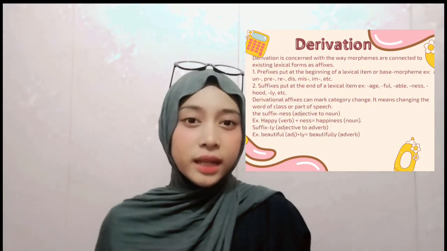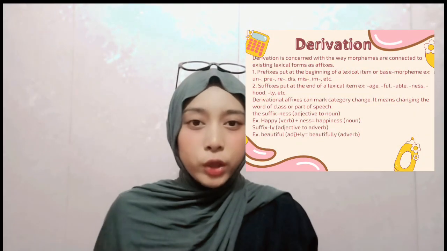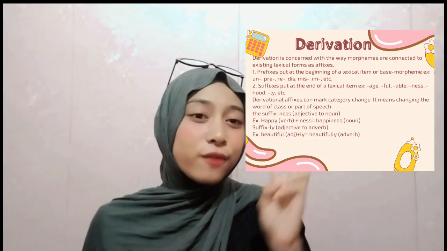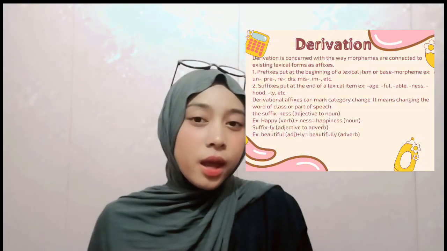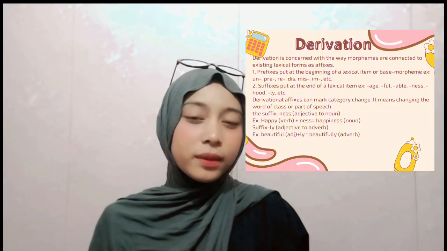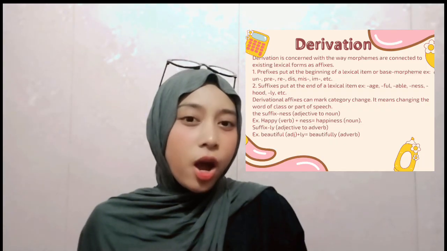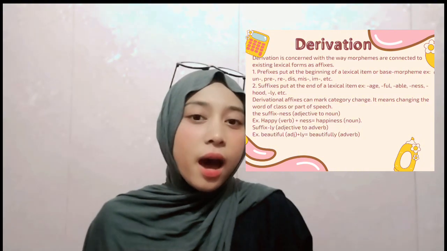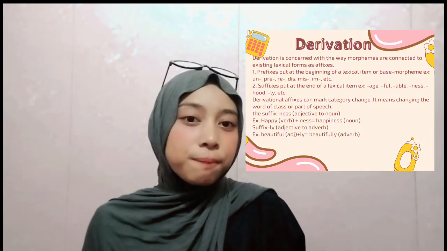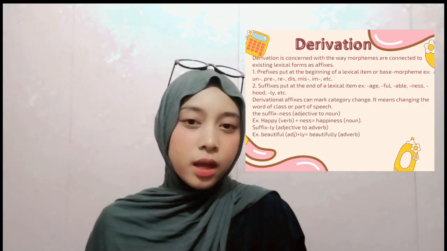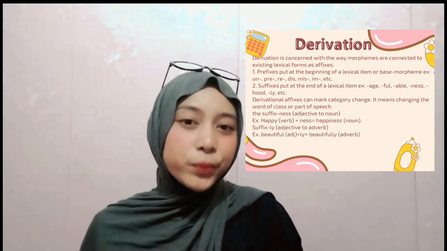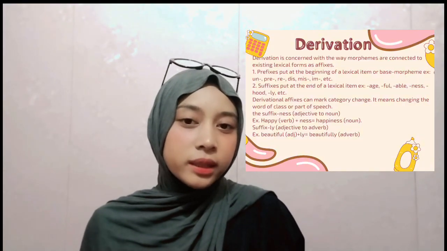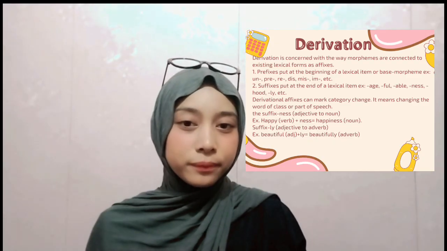Derivation is concerned with the way morphemes are connected to an existing lexical form as affixes. Affixes are divided into two: prefix and suffix. A prefix is put at the beginning of a lexical item or base morpheme. For example, un, pre, re, dis, mis, im, etc. Meanwhile, suffixes are put at the end of a lexical item. Examples: age, full, able, ness, hood, ly, etc.